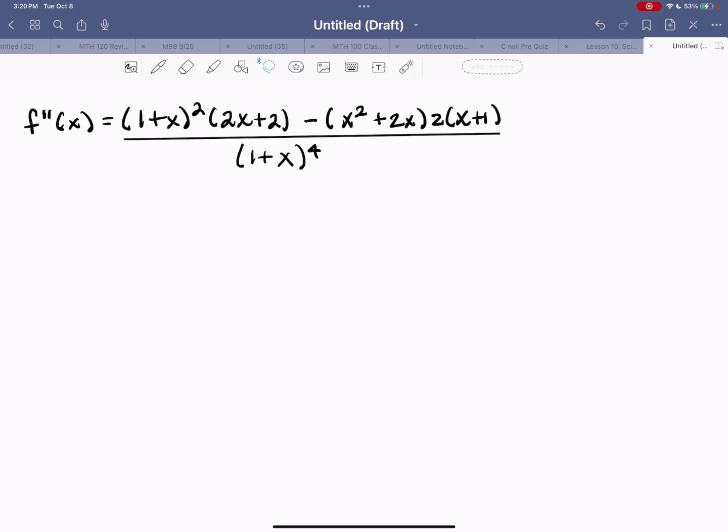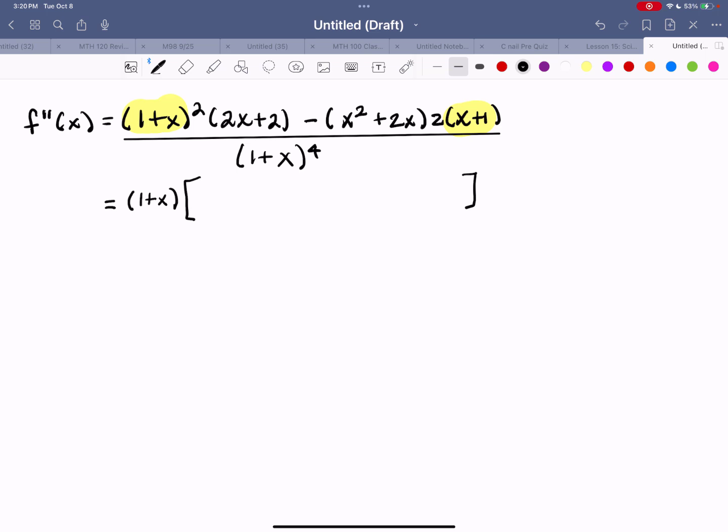Okay, so let's see. In the numerator, I'm just going to take out some stuff that's in common so I can clean it up. I do notice that both of these have an x plus 1. Okay, I'm going to start with that. I'll just get the 1 plus x, x plus 1 out of the way. Okay, now I'm going to use a big bracket for everything that's left in here.